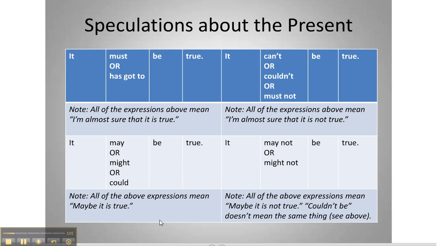And then if I say it may be true, or might be true, or could be true, all of those expressions mean that maybe it is true. Notice that couldn't be true means I'm almost sure that it's not, it's probably not. But could be true means maybe it is. And in the negative, it may not be true or it might not be true. Both mean maybe it's not true. However, remember that couldn't be true doesn't mean the same thing as this. It means this, that it probably isn't true.